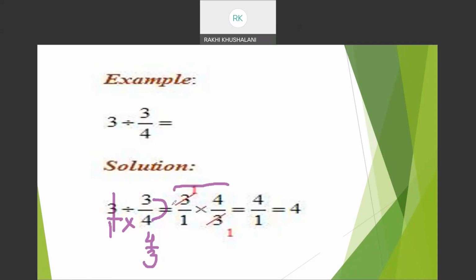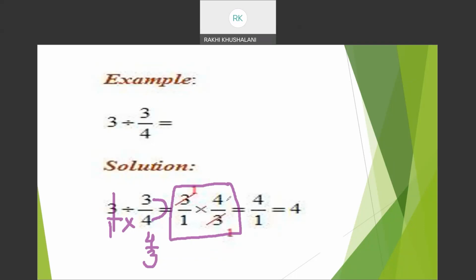Can you see what exactly I have done here? 3 by 1, keep. The multiplication sign has come in place of division, and 3 by 4 has become 4 by 3, that is change. K, C, flip. KCF. It is not KFC, it is KCF. So I think you should remember it as keep, change, flip. That will be better.